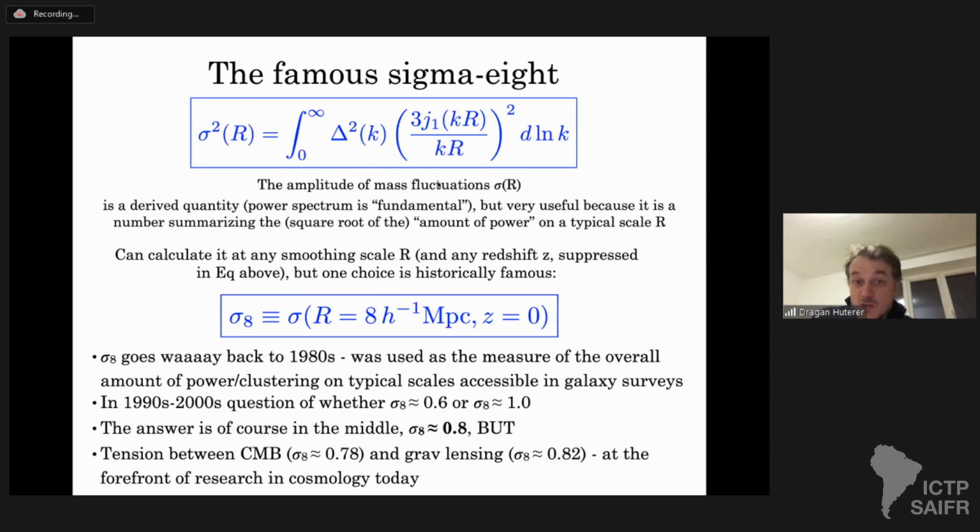Yes, Lyman Alpha is also a probe. I only mentioned the tip of the iceberg. There are many probes, and sorry, Lyman Alpha people, it got left out of my slide. It's also a probe of clustering, of a certain kind of clustering. Yes, Lyman Alpha. There's photometry and spectroscopy. Yes.